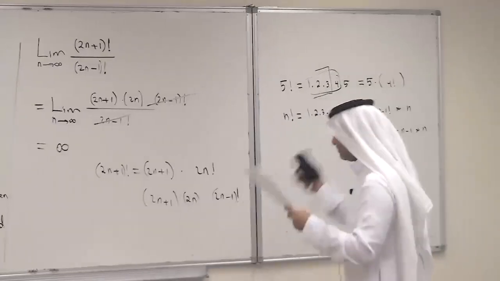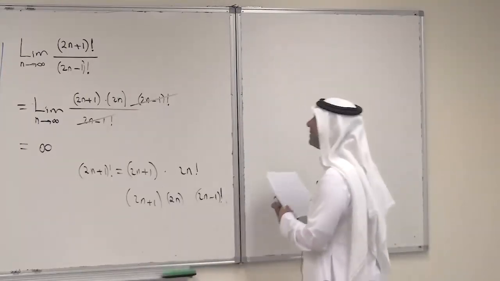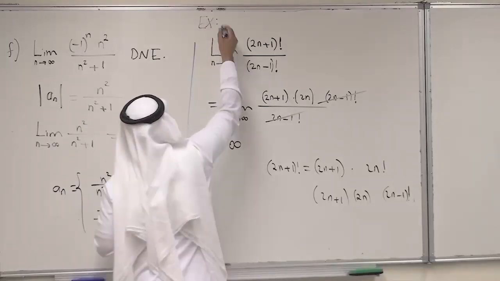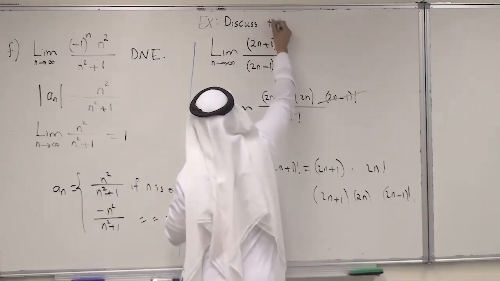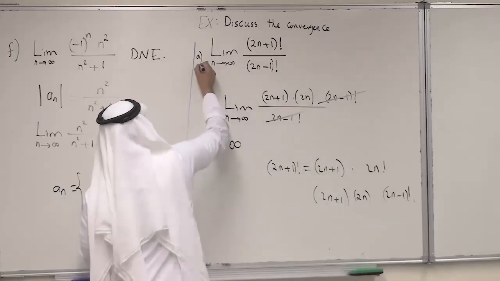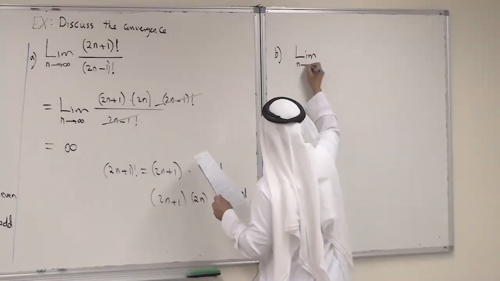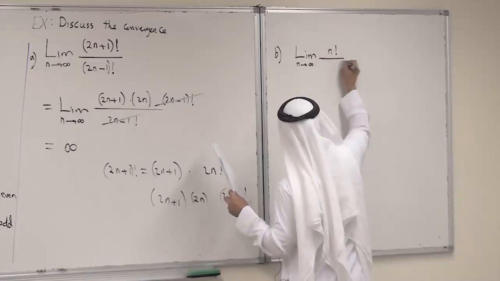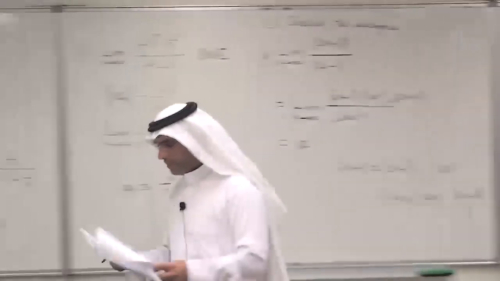I will do one more exercise. We have plenty of exercises about limits of sequences, one more for this part about factorials also. The question says, find the limit or discuss the convergence of this. Since we are talking about factorials, let me call this one part A and give you another part, part B, which is of interest here. It says find the limit as n goes to infinity of n factorial over n to the power n.